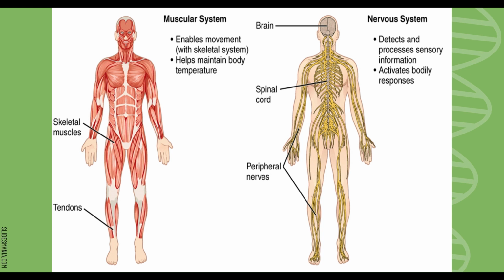Your nervous system, it detects and processes sensory information. So along with the sensor receptors on your skin, your nervous system is what allows those messages to travel through your body and for you to react the way you do when your body touches something too hot or too cold, and activates your bodily responses, right? So if you are too hot, your body will react a certain way. If you are too cold, your body will react a certain way. And this is from your nervous system. And here you can see the main parts of that: the brain, the spinal cord, and the peripheral nerves.